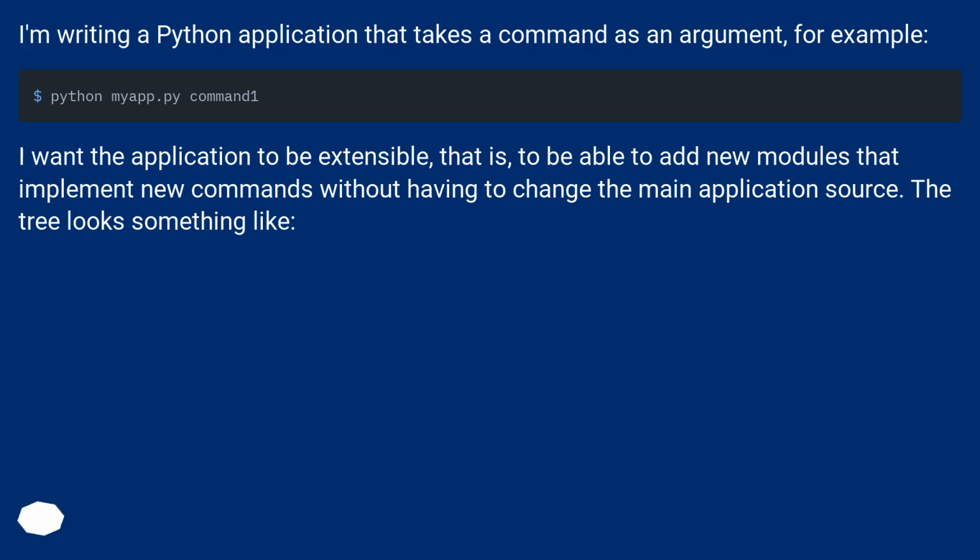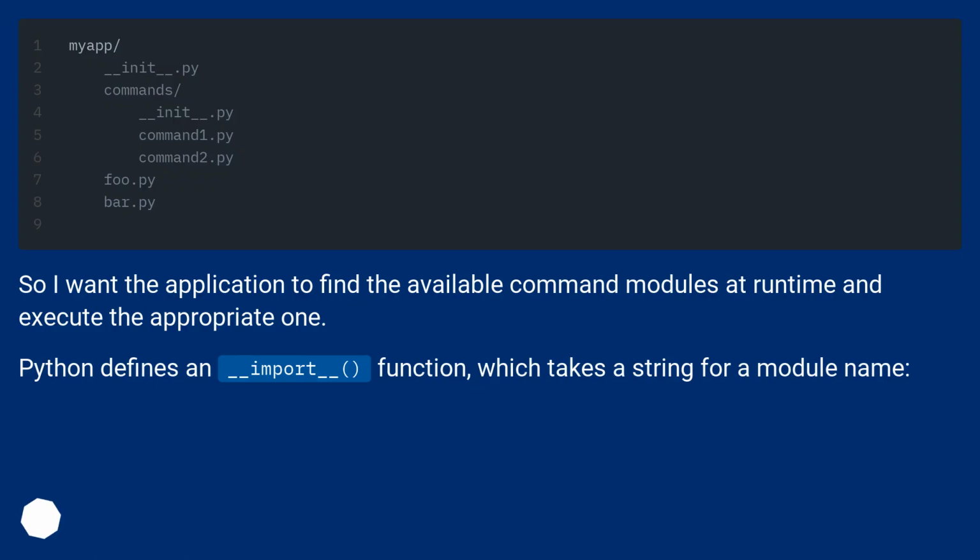I want the application to be extensible, that is, to be able to add new modules that implement new commands without having to change the main application source. The tree looks something like this. So I want the application to find the available command modules at runtime and execute the appropriate one.